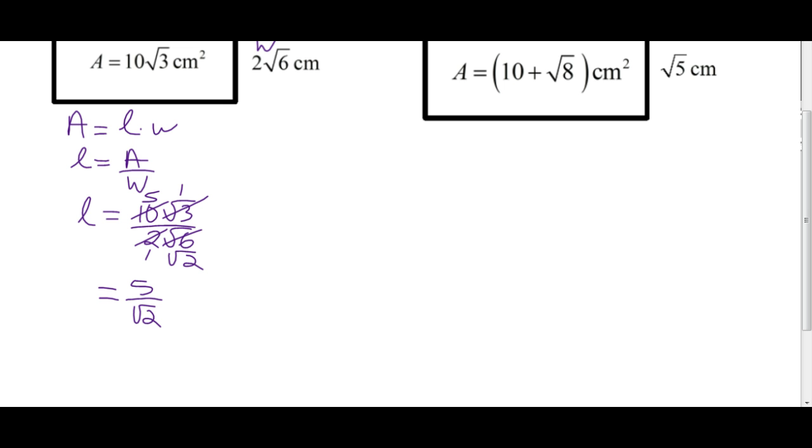If we simplify, if you don't, you're going to be multiplying by root 6 over root 6. Still get the same answer. But now I multiply by root 2 over root 2, which gives me 5 root 2 over 2. Denominators rationalized. Because I simplified everything first, I don't have to do any simplification now.